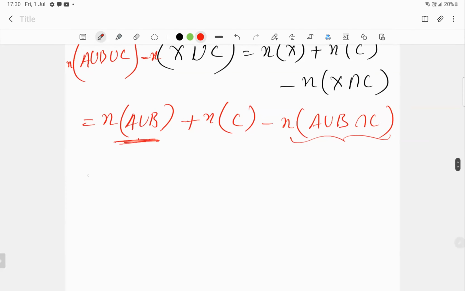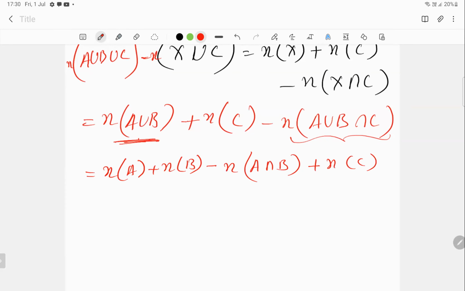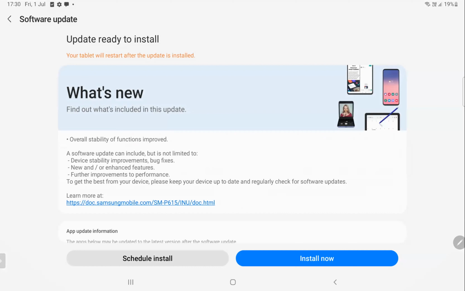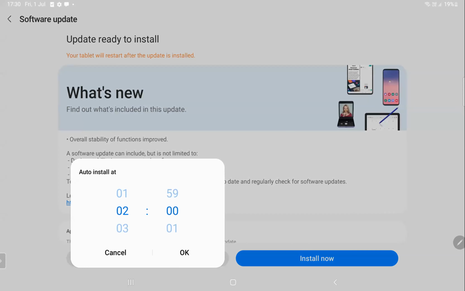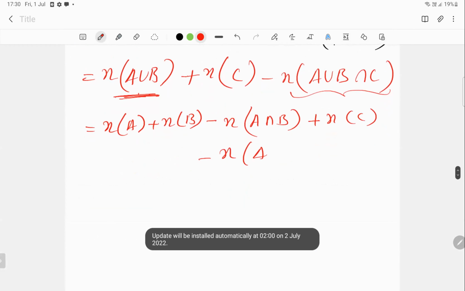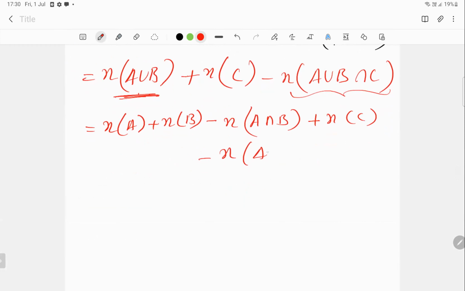Done, everyone. So what is this? N A plus N B minus N A intersection B plus N C minus N A union B intersection C. Fine. Now how we are going to expand this thing? How can we do that? Any idea? Okay, we'll see that. How do you know that? How can you say that?